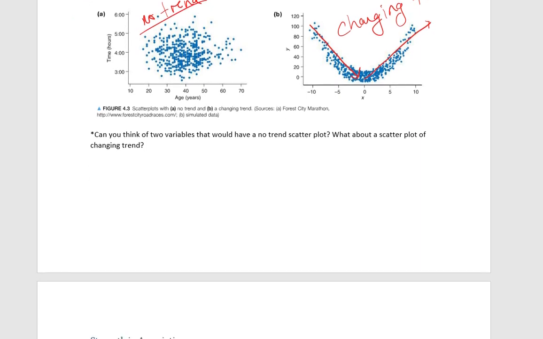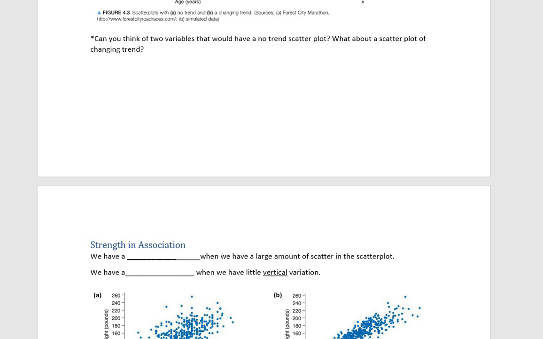So for fun, what I would like you guys to do is I'd like you to try to think of two variables that have no trend and that have a changing trend. Okay? You don't have to submit it to me, although I am always interested, but it is a good thing to think about.